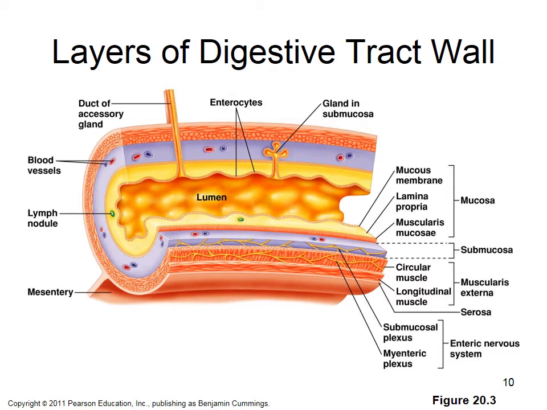And then that mucosa layer, the portion that's facing the lumen directly, is lined by those enterocytes. Those are the epithelial cells that are specialized for absorption. The submucosa has the larger blood vessels. The muscularis layer has the nervous tissue, which is part of the enteric nervous system, and then the serosa is mainly just connective tissue.